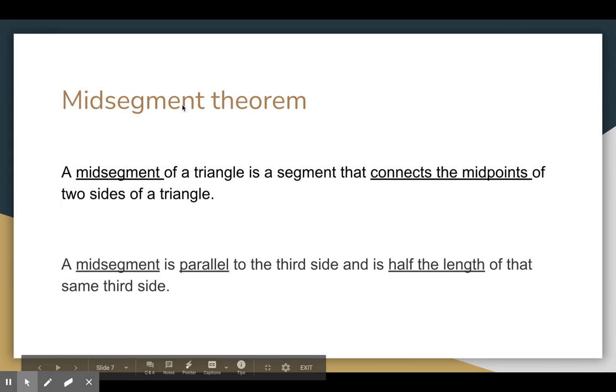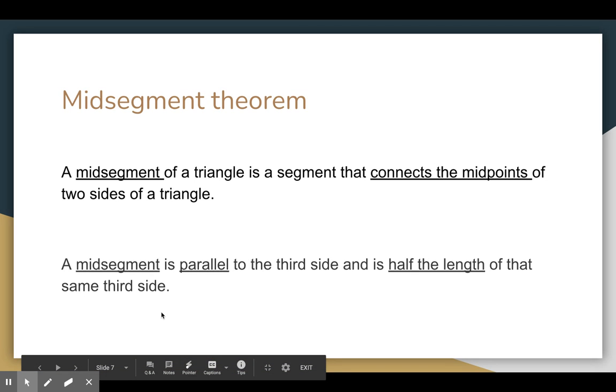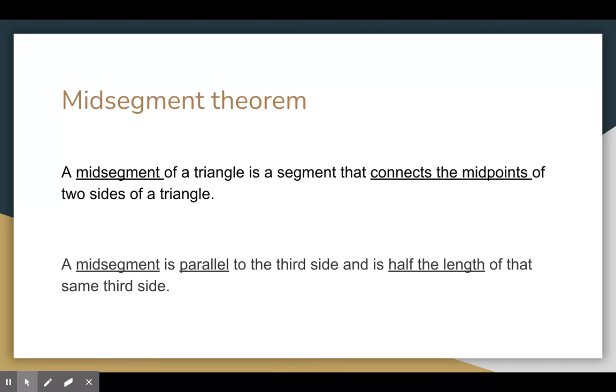Now the Midsegment Theorem. A midsegment of a triangle is a segment that connects the midpoints of two sides of a triangle. And the midsegment is parallel to the third side and is half the length of that same third side. Okay, so these are your definitions. Please write them down. You may not get it right now, but we're going to look at some pictures to help clarify, okay?